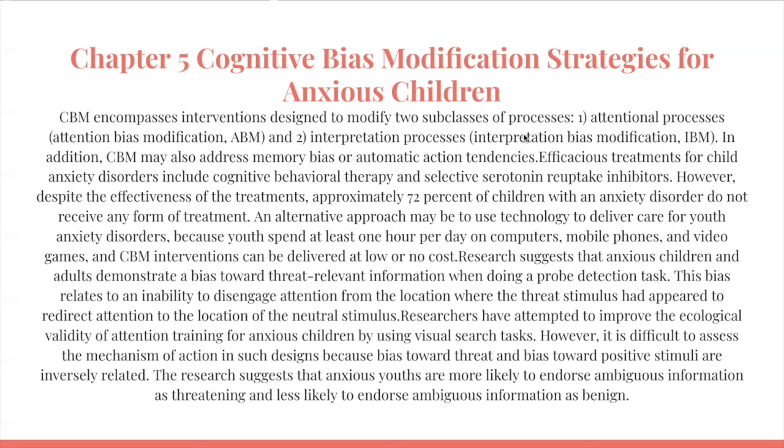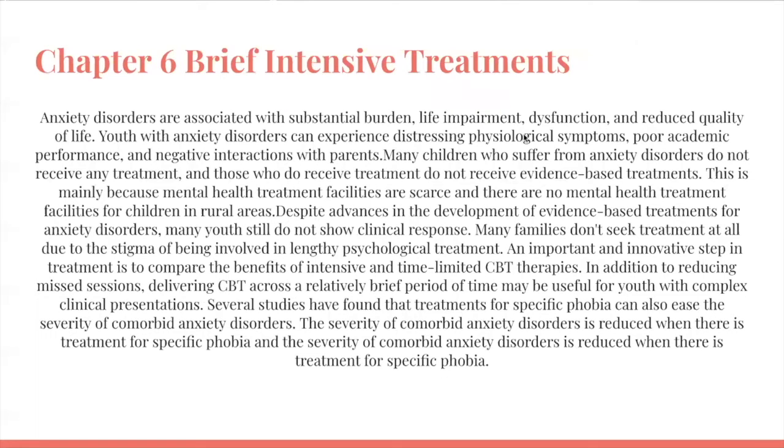Researchers have attempted to improve the ecological validity of attention training for anxious children by using visual search tasks. However, it is difficult to assess the mechanism of action in such designs because bias towards threat and bias towards positive stimuli are inversely related. This research suggests that anxious youth are more likely to endorse ambiguous information as threatening and less likely to endorse ambiguous information as benign.